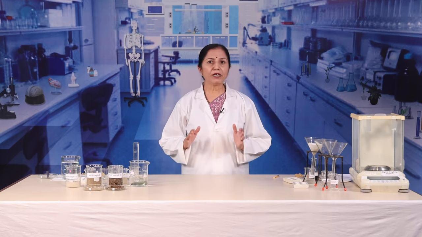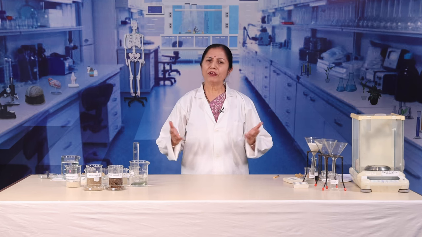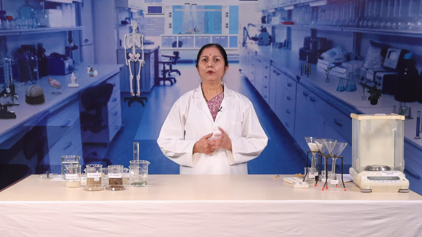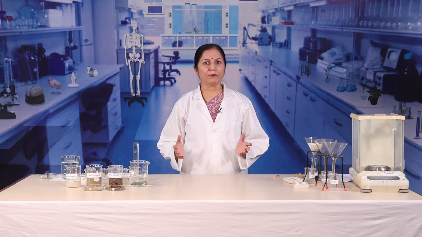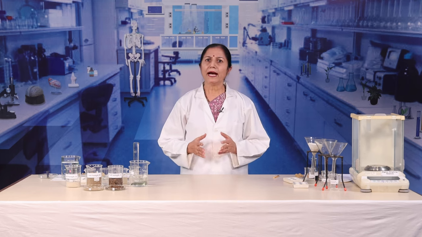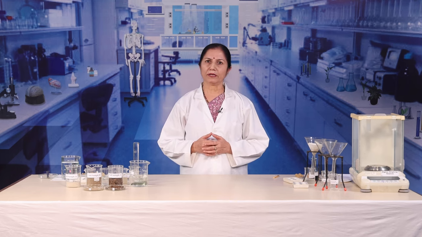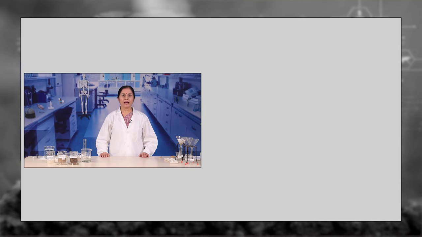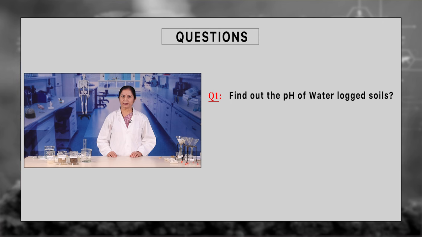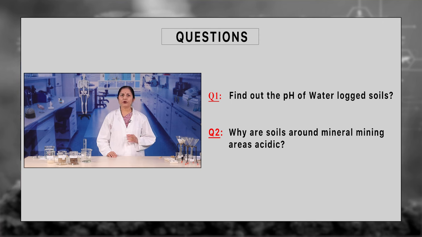Now, let us quickly recapitulate what we have learned today. Today, we have understood different methods to determine pH of different soil and water samples. We learned about the importance of soil pH for proper plant growth and maintenance of soil microenvironment. We also learned about the importance of pH of water in our daily life. Now, explore the answers to these questions. Find out the pH of waterlogged soils. Why are soils around mineral mining areas acidic? Think about it.